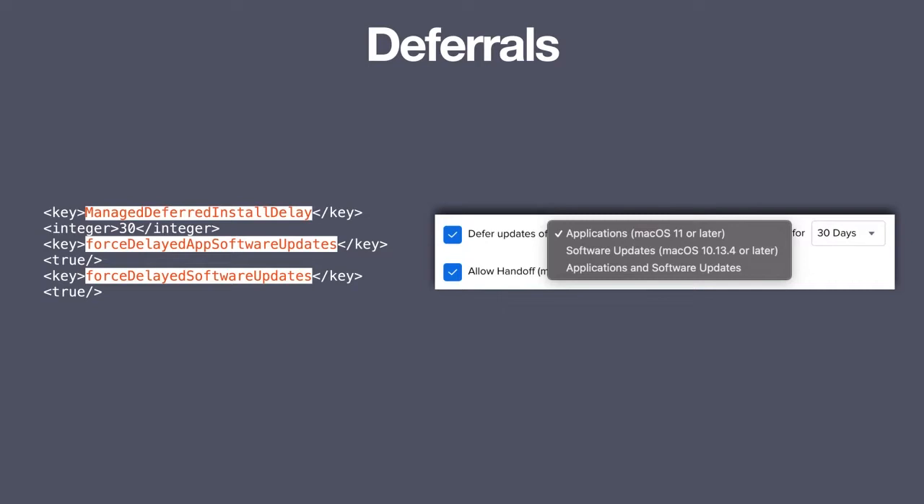So when you set a deferral, updates are only visible to macOS after Apple has released them and that number of days has passed. With macOS Big Sur, Apple added another option, which is forceDelayedAppSoftwareUpdates. This defers updates for App Store apps that you distribute through managed distribution or VPP. You can most often find the deferral setting in the restrictions profile payload inside your MDM.